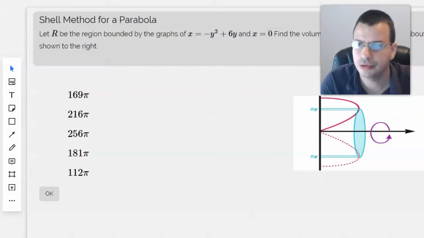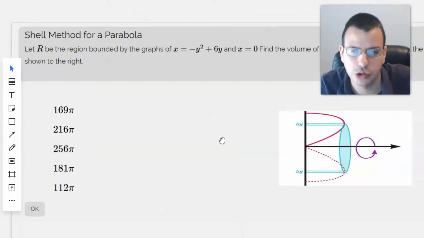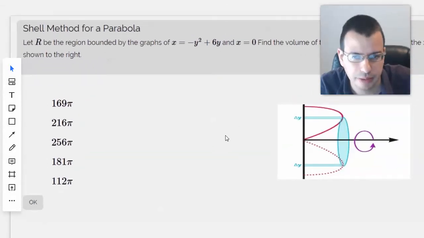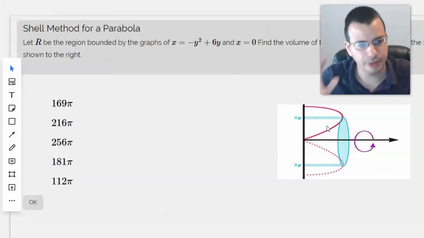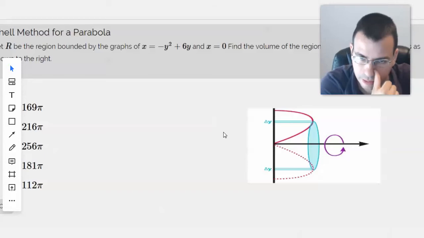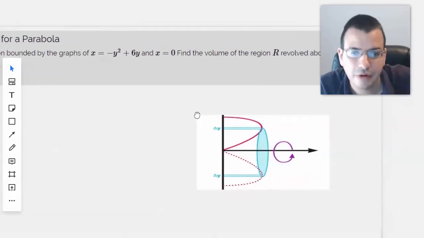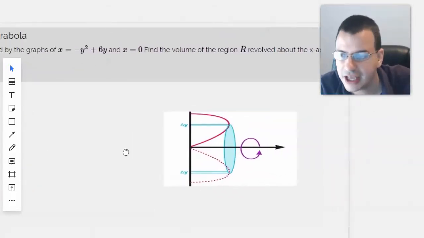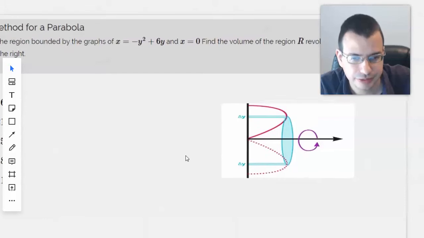Let R be the region bounded by the graphs x equals negative y squared plus 6y. Okay, that seems right. Kind of like a parabola, but sideways. And x equals 0. Find the volume of the region R revolved about the x-axis as shown to the right.